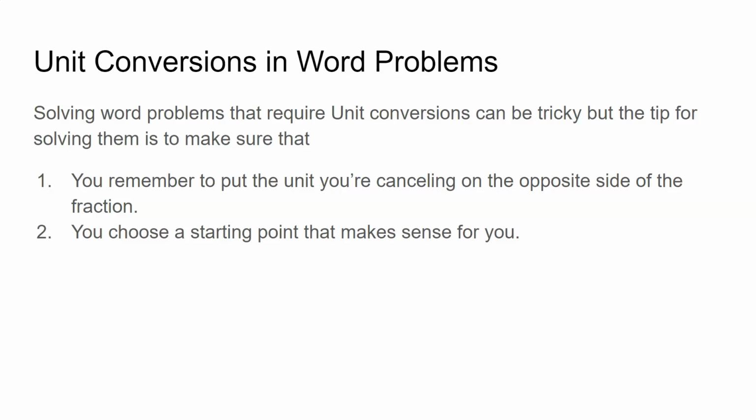Number 2 is choosing a starting point that makes sense for you. Rates can be very difficult, but remember that in multiplication, there's a commutative property. If you don't remember what the commutative property is, it means that you can multiply in any order you want and it'll all come out with the same answer. So choose a starting point that makes sense for you and make sure it's right. As long as it makes sense for you and you can obtain the right answer and cross cancel correctly, you will have success.